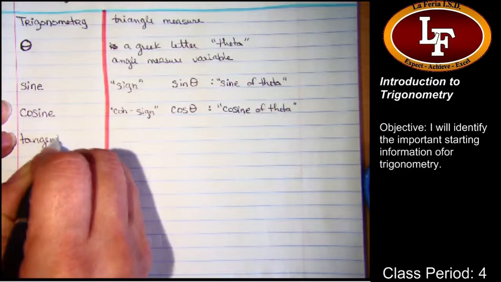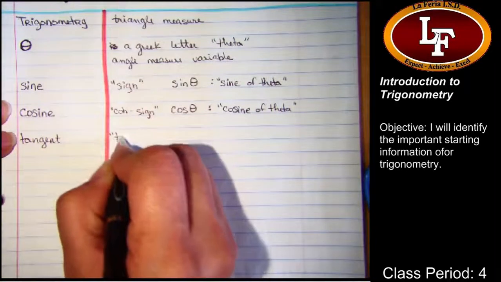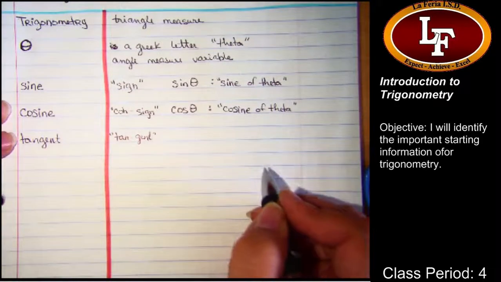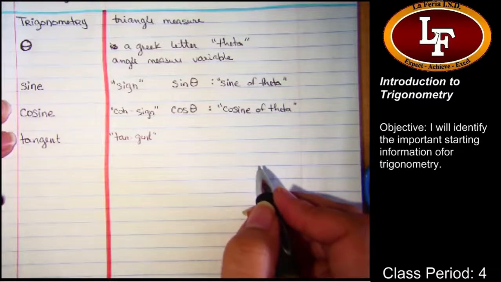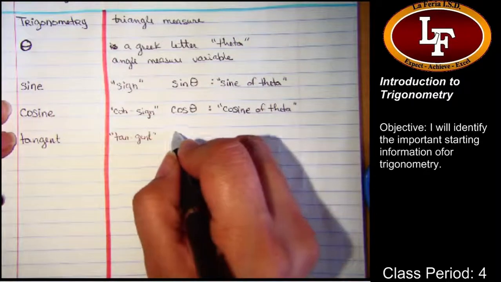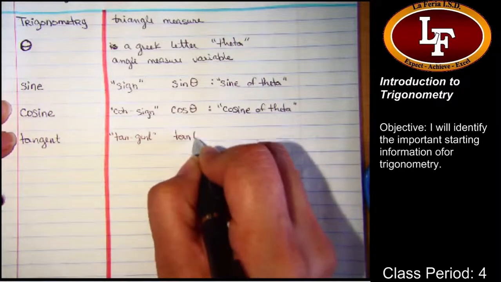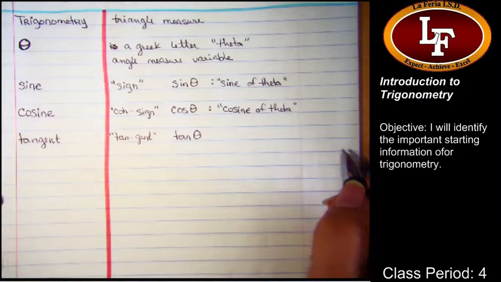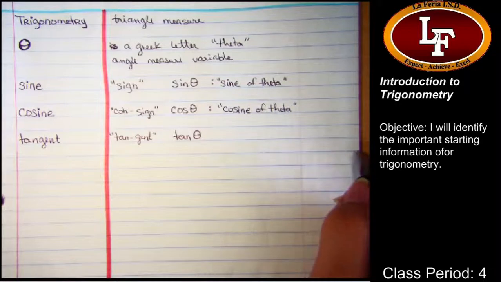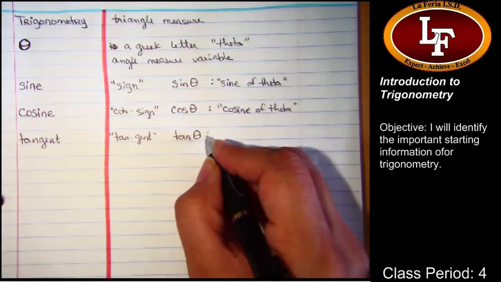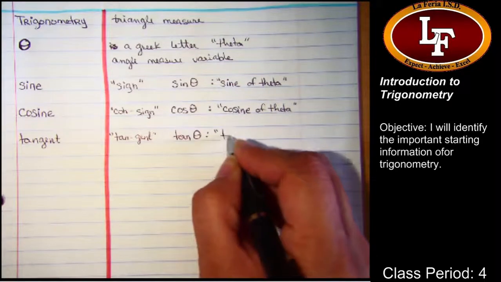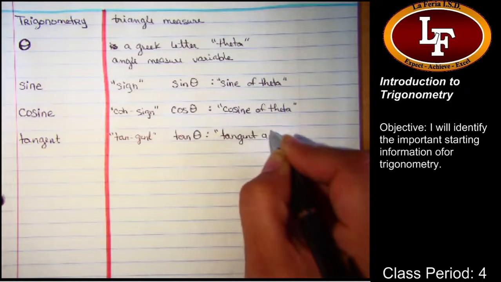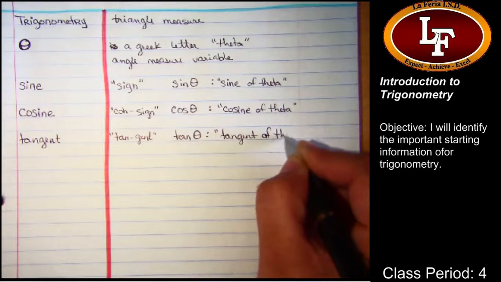And the last new one that we have is tangent. Said and pronounced exactly as it seems to read, tangent. And our symbol that we're going to be using in word problems and in algebra equations is tan theta, which I know looks like tan theta, but it's going to be read as tangent of theta.